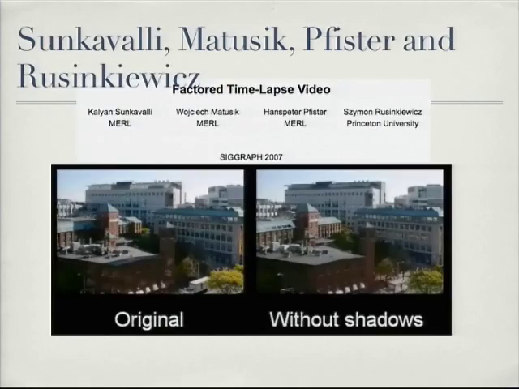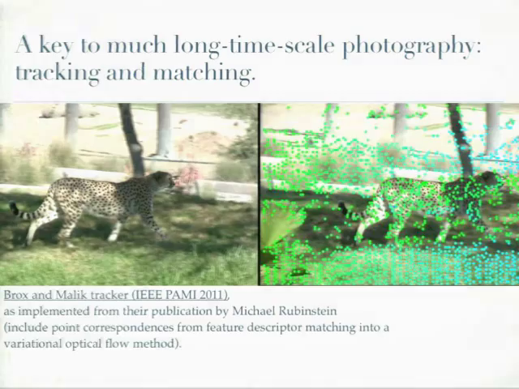And a key piece of making good photographs over long time sequences, I believe, is tracking. And the better we can do tracking, the more flexibility we have at rendering things sharply that are moving over time and so forth. So just to address the point of what is the state of the art in computer vision of tracking, here's what we think it is.